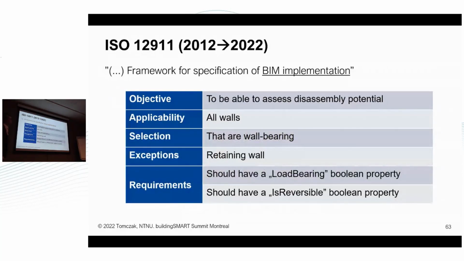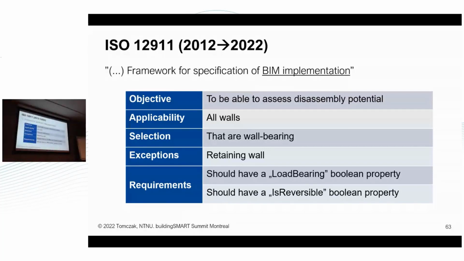And this is one example taken from, based on the ISO 12911 new version, which is still being drafted, or is still not published. Basically, you structure it in the form of a text representation of your requirements, but it's important to distinguish these clauses like applicability, exception, and so on. And here I try to express our use case. So walls should have load-bearing property and irreversible property in them.